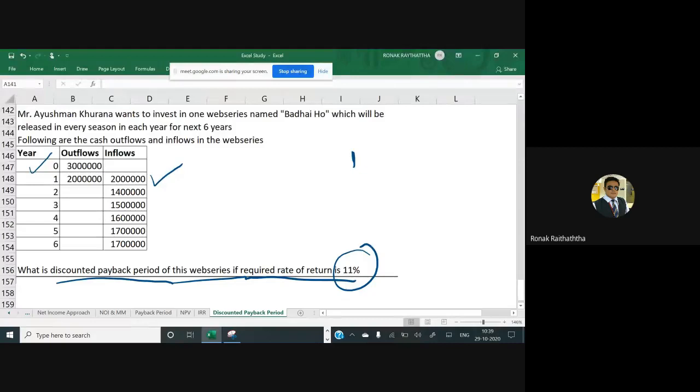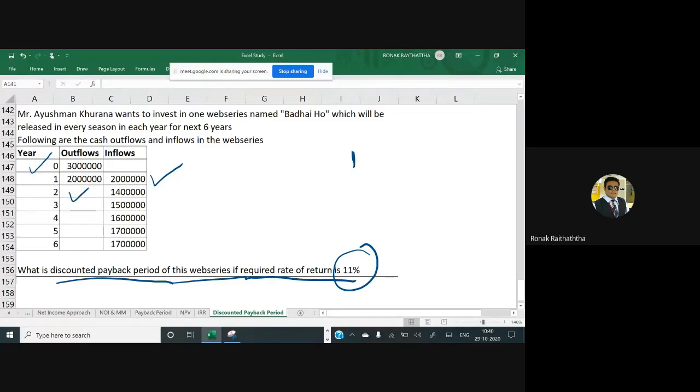Now, before I move further, I will have to again explain a bit about the discounted payback period, and how it is different from the payback period. First of all, payback period does not consider present value at all. It gives you the answer in number of years, periods, months, days, straight away by taking all the inflows and outflows as they are.